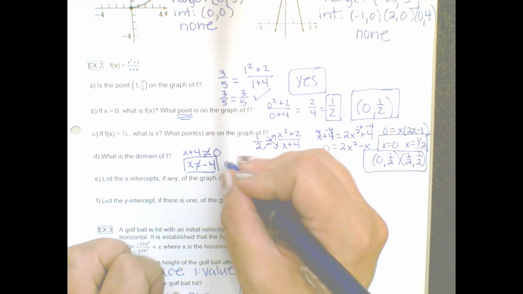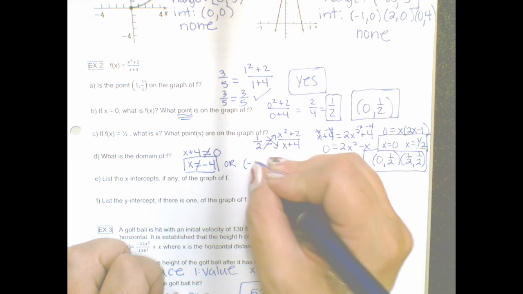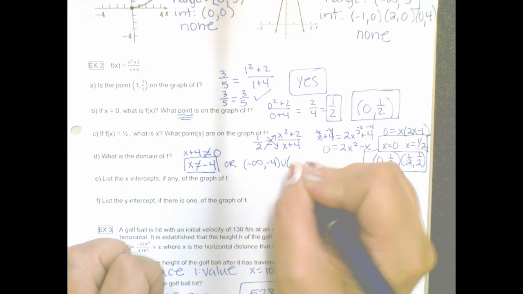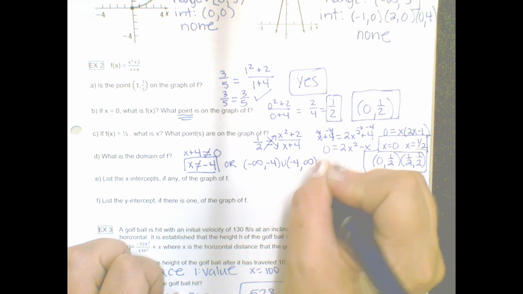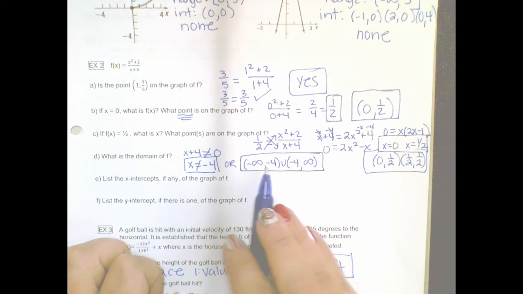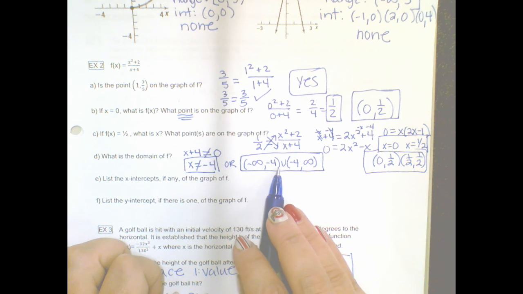Or if you wanted to write it in interval notation, so that's what we've been using today, this is how you write anything but -4. I can go from -infinity up to, but not including -4, and then continue from -4 to infinity.